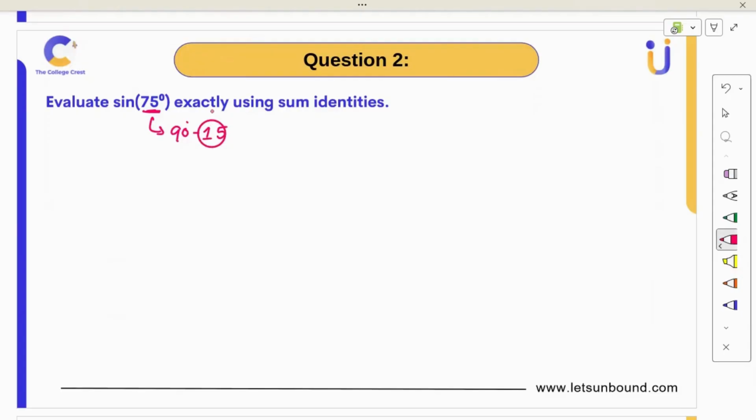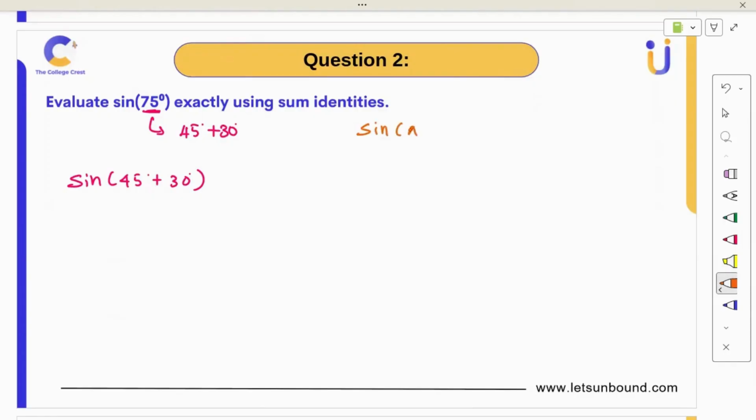But I don't know what is 15, so that will not work. So let me write 45 plus 30, right? So this will give you, and I know the 45 and 30 values, right? Now let's try to express sine of 45 plus 30, using the sum of an angle formula, where your angle is a sum.